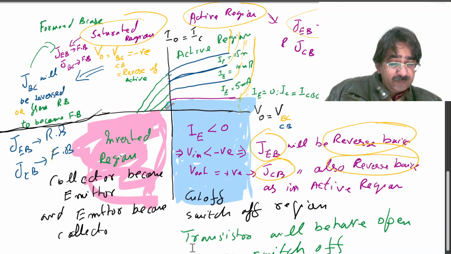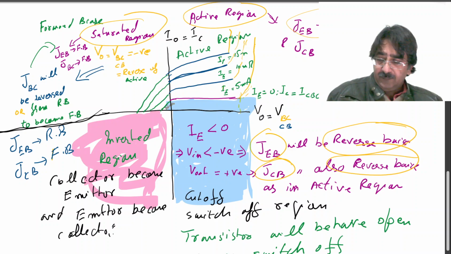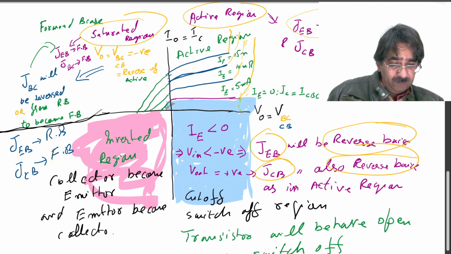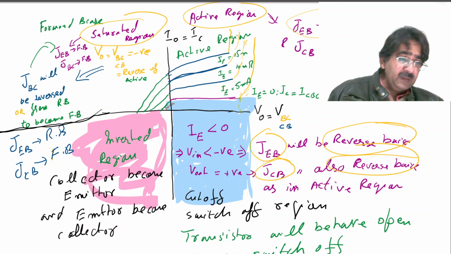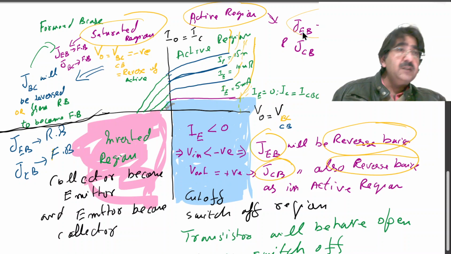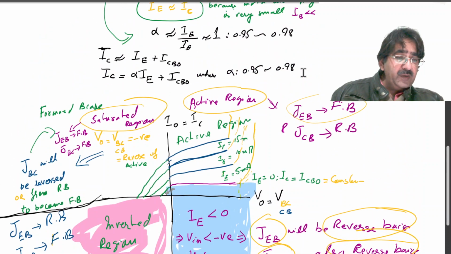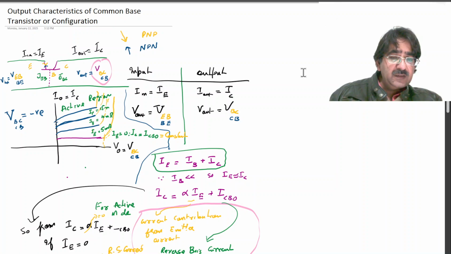So for this lecture, this was all about the input characteristics and output characteristics of common base transistor configurations.